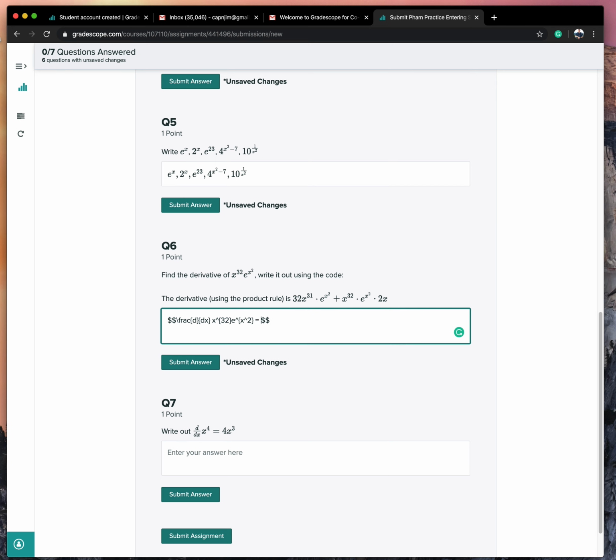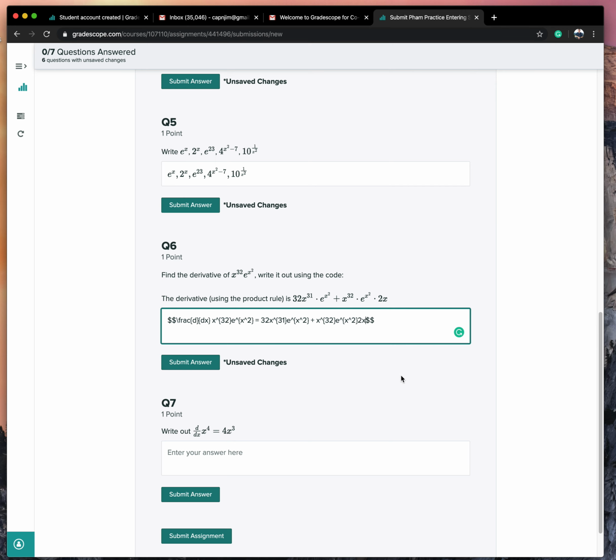That derivative is going to equal, so I'm going to use the product rule. The derivative of x to the 32nd is 32x to the 31st times, you leave the other part alone, which is just e to the x squared, and then plus, and then you do the other way. You leave the x to the 32 alone, again still need braces around that 32, and then times the derivative of e to the x squared, which is e to the stuff times the derivative of the stuff.